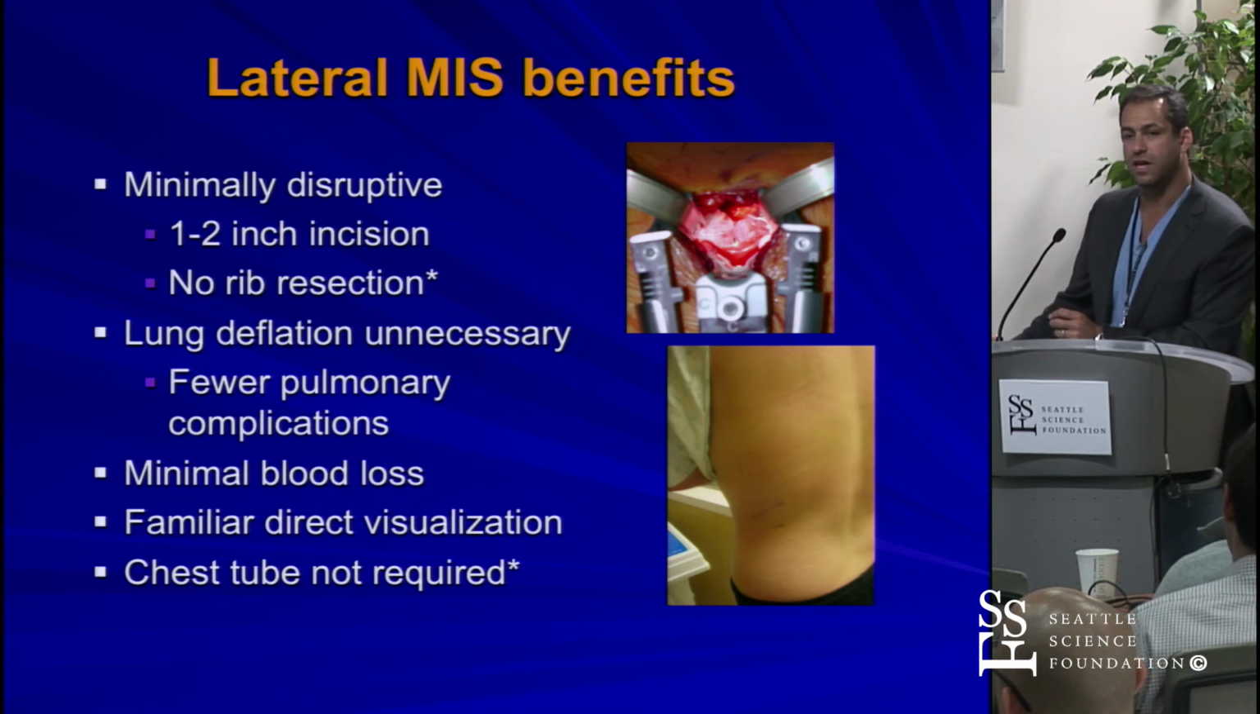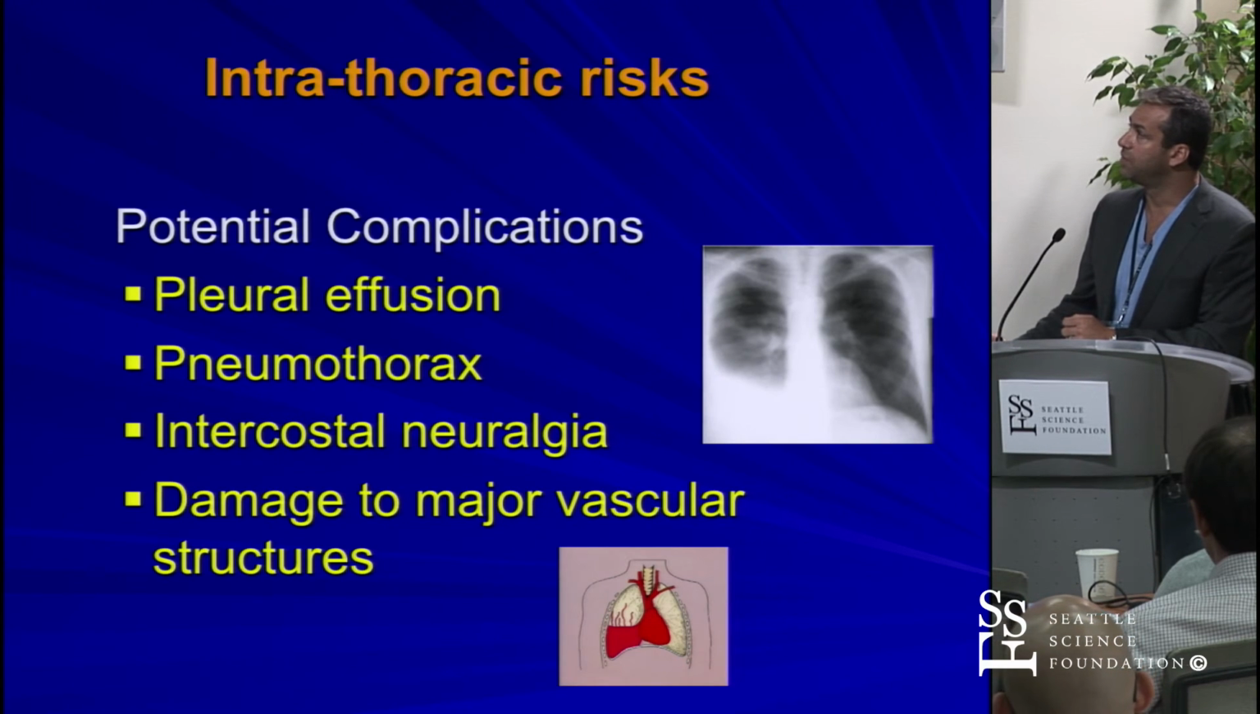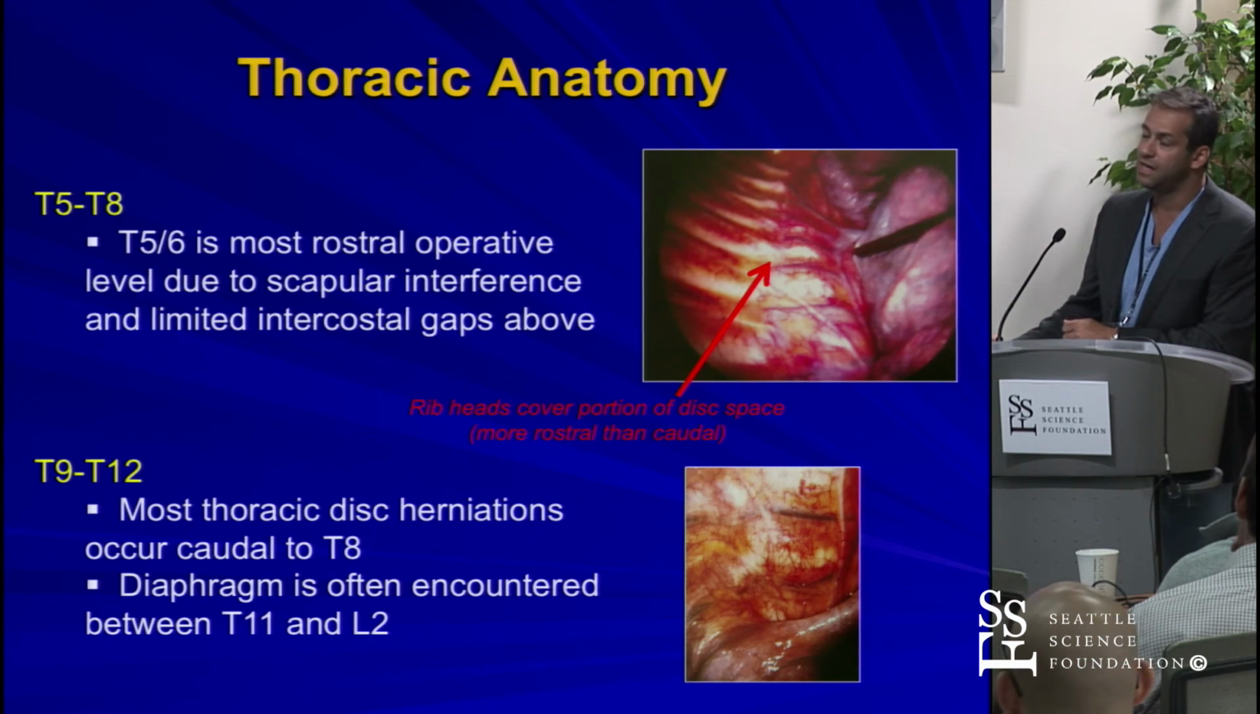Oftentimes, we'll put in a red rubber catheter or something to try and minimize the pneumothorax if we're into pleura, but it's not something that's required long-term. The risks, potential complications: pleural effusions, pneumothorax, intercostal neuralgia, damage to major vascular structures, very similar risks if you were doing this as an open thoracic procedure. But again, these are not necessarily things that we can fix as neurosurgeons. We would need help.